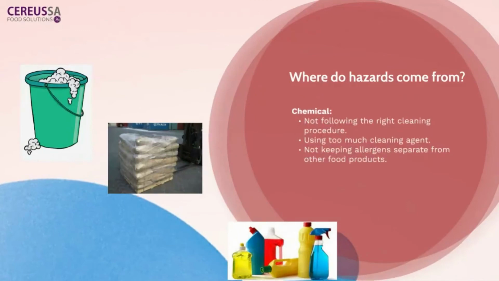Where do chemical hazards come from? Well, if you do not follow the correct cleaning procedure, some of the cleaning chemicals can end up in the product. Using too much cleaning agent will make it difficult for you to rinse it off and will cause some of the cleaning agent to end up in your food product. Or in the case of allergens, not keeping allergens separate from other food products.